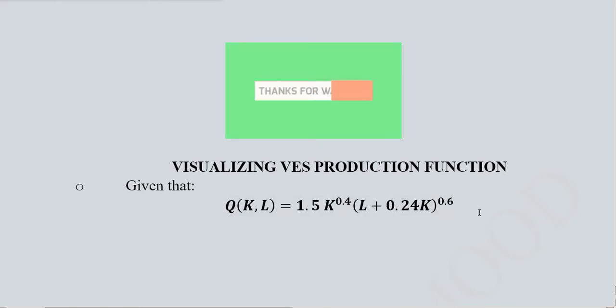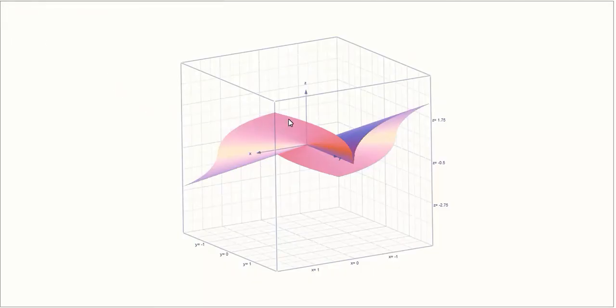So this is the production function that we have used before, and now we are going to see its visualization. This is how it will look like in a 3D diagram. Let us rotate it. Before we do this, let's just try to recall that this is Z, this is X, and this is Y. Basically, Z is representing the output, X is representing capital, and Y is representing labor.